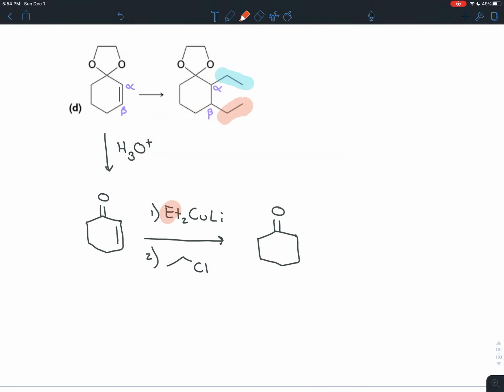So the ethyl group from the Gilman reagent will be added onto the beta carbon. The ethyl group from the alkyl halide will be added onto the alpha carbon. So we have this product here. Next, all we have to do is recreate the acetal. And you remember that you can make acetals out of ketones. You drew the mechanism for that on that previous test. All you need, here we have two carbons with an alcohol on each end.